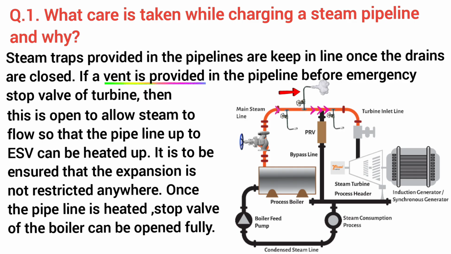If a vent is provided in the pipeline before the emergency stop valve of the turbine, then this is opened to allow steam to flow so that the pipeline up to the ESV can be heated up. It is to be ensured that the expansion is not restricted anywhere. Once the pipeline is heated, the stop valve of the boiler can be opened fully.